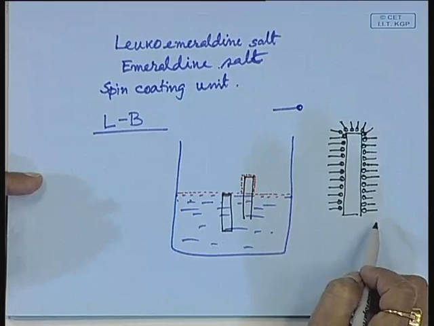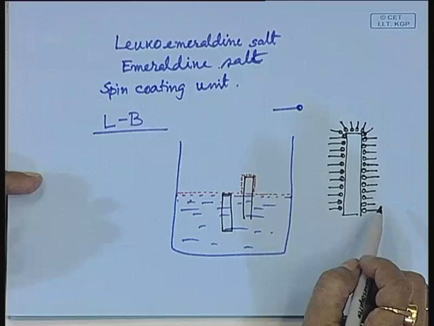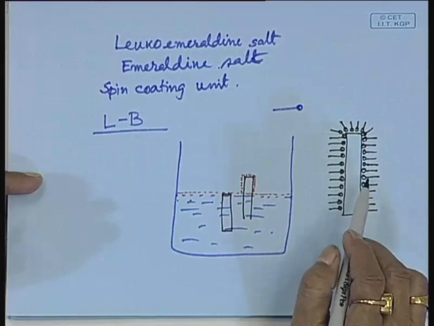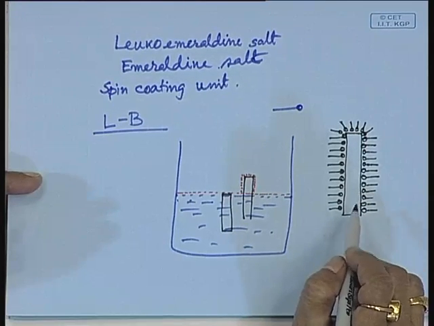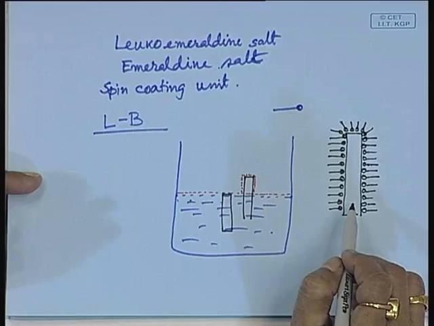So, a single layer of stearic acid is deposited on the surface. Now, the technique by which such a monolayer coating, or a double layer coating, or an organized layer coating is done on a substrate is known as the LB technique, the Langmuir-Blodgett technique.